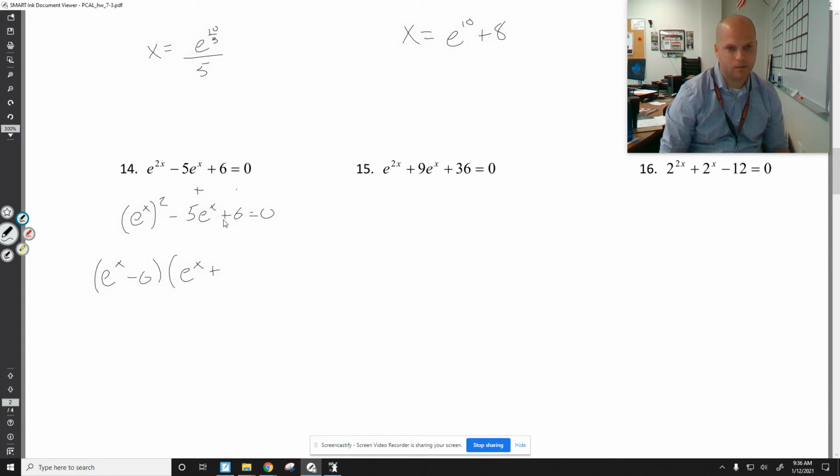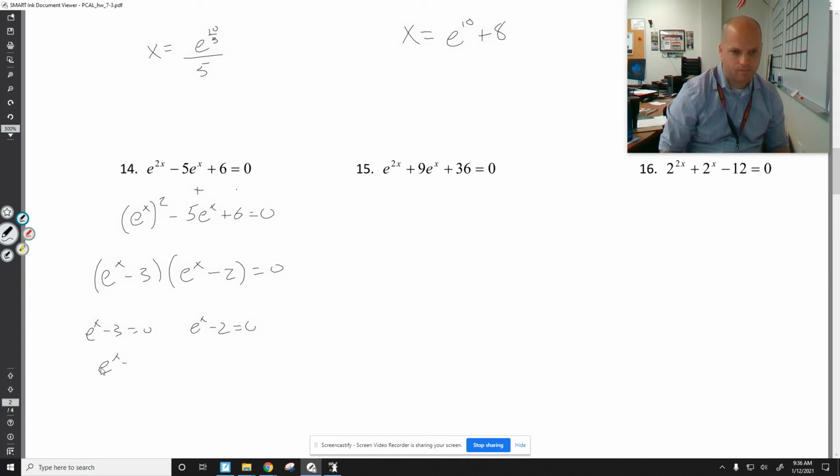No, that's not right. I need a positive 6. Negative 3, negative 2. Even teachers sometimes mess up on simple factoring. Minus 3, minus 2, positive 6, negative 5. All right, cool. Now, I need these solutions to when these pieces equal zero, because this times this equals zero. Either piece could equal zero for the entire thing to equal zero. So I solve this equation and I solve this equation.